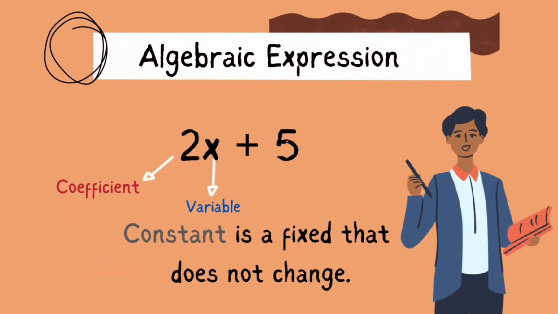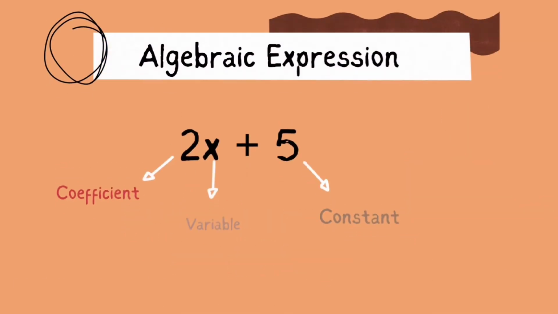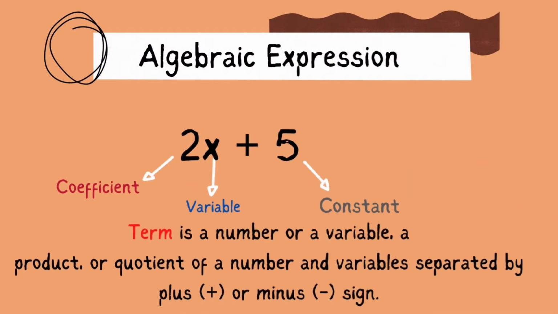The next one is the constant. The constant is the fixed value that does not change. And lastly, we have the term. The term is a number or a variable, a product or quotient of a number and variables, separated by plus or minus sign. Now that you already know the parts and the differences between equation and expression, let us go and translate some verbal expressions.